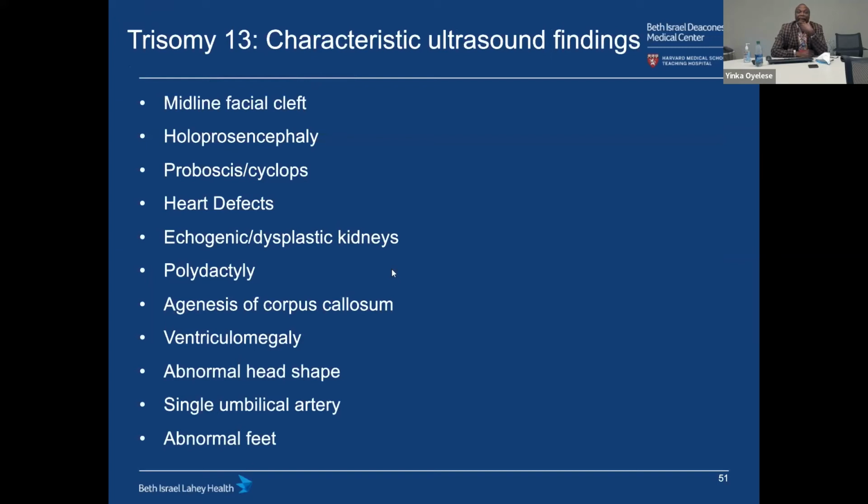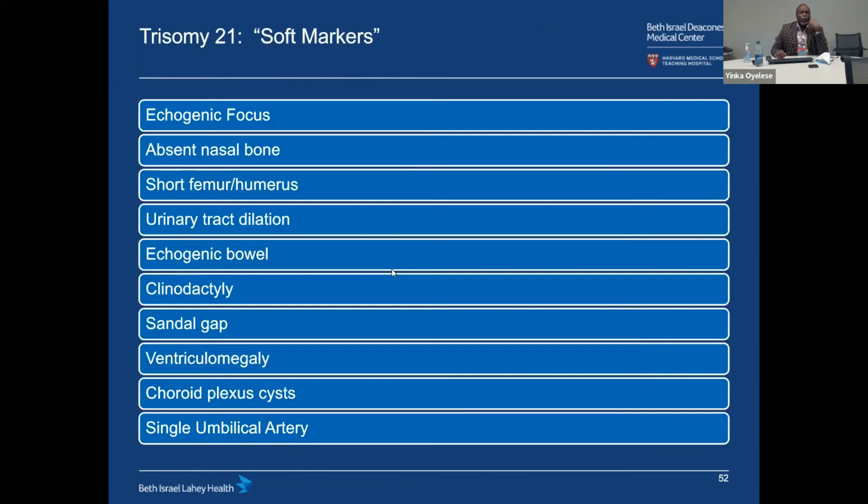In addition, here are the typical findings of trisomy 13. So again, these abnormalities will not be missed by ultrasound if it's done by an expert. And actually, the only one that may be missed at all is Down syndrome. So again, here's a list of the soft markers. And the ones I would like to focus on are the ones we see very commonly: the echogenic focus, the absent nasal bone, the short femur and humerus, the echogenic bowel, choroid plexus, and single umbilical artery.